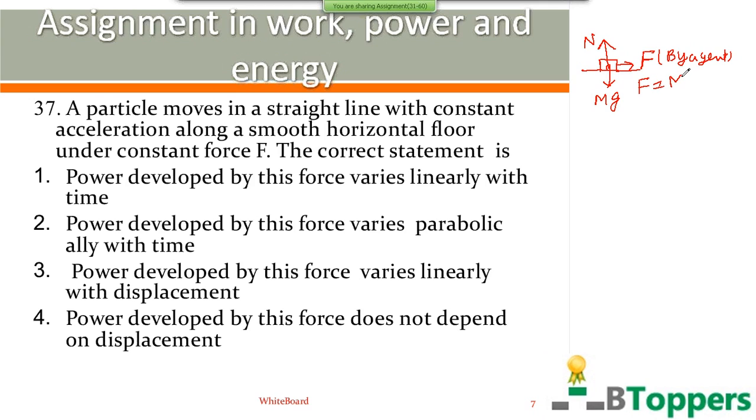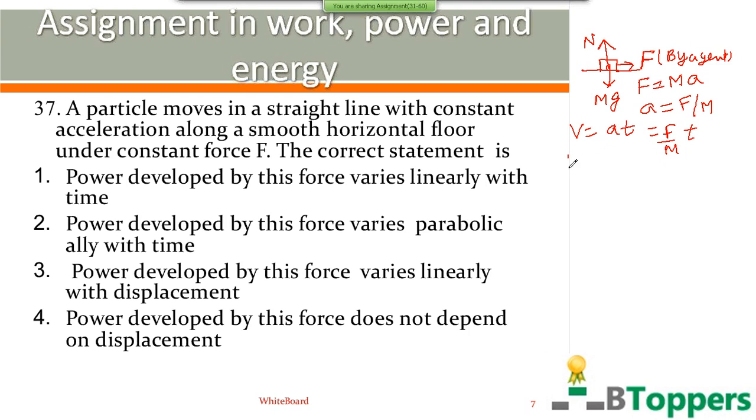And from Newton's second law, the resultant force can be written as the product of mass and acceleration. So acceleration you can write as F by m. So the instantaneous velocity after time t is given by v equal to at. The particle starts from rest and moves with constant acceleration. So that is F by m into t.